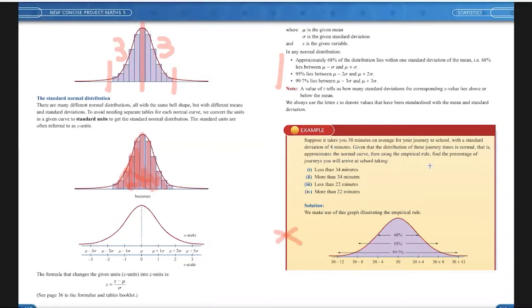Given that the distribution of these journey times is normal, okay, so it has to state that so that you can use the empirical rule. That is, it approximates the normal curve. Then using the empirical rule, find the percentage of journeys you will arrive at school taking less than 34 minutes.